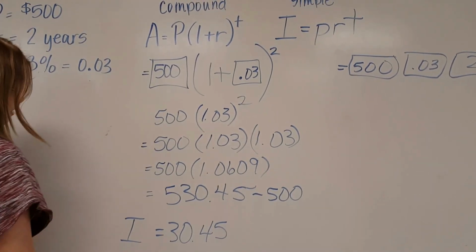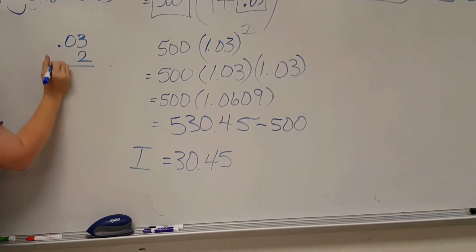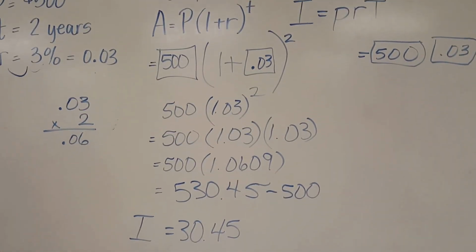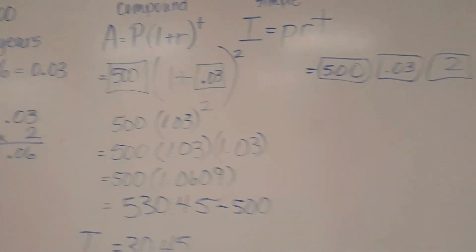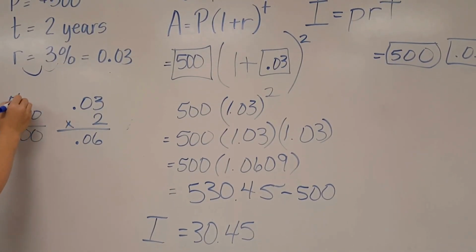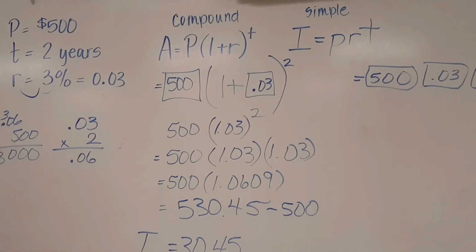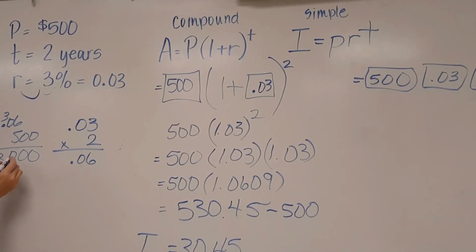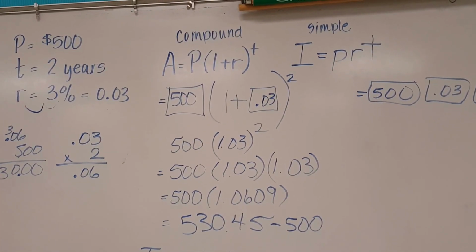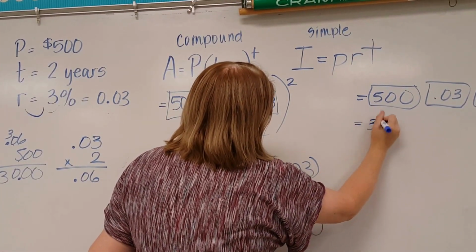So 0.03 times 2 gives us 0.06. We're multiplying that times 500. 0.06 times 500. 5 times 6 is 30. And that's what you get. You're going to bump the decimal over 2 places, so you get $30. So the answer to the simple interest is $30.